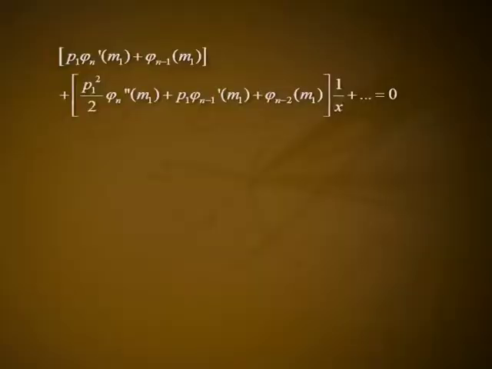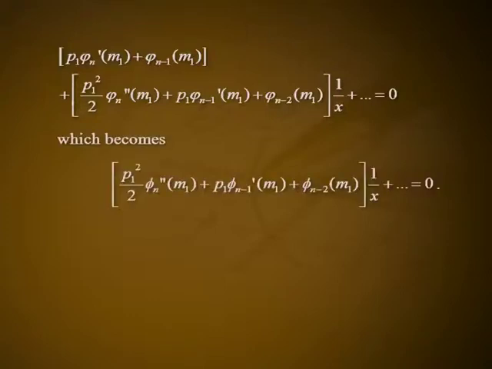Now, suppose φ_n'(m1) = 0 = φ_{n−1}(m1). In this case, the equation c1 φ_n'(m1) + φ_{n−1}(m1) = 0 becomes an identity, and we have to re-examine the equation p1 φ_n'(m1) + φ_{n−1}(m1) + (p1²/2) φ_n''(m1) + p1 φ_{n−1}'(m1) + φ_{n−2}(m1) · 1/x + etc. = 0, which becomes (p1²/2) φ_n''(m1) + p1 φ_{n−1}'(m1) + φ_{n−2}(m1) · 1/x + etc. = 0.